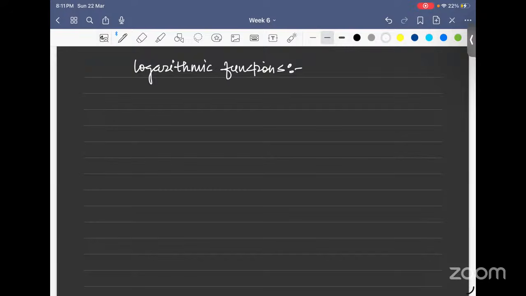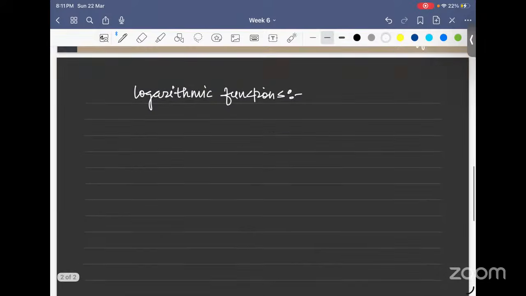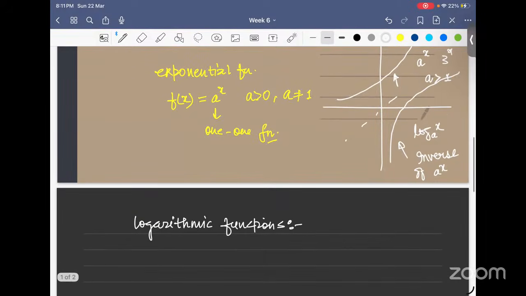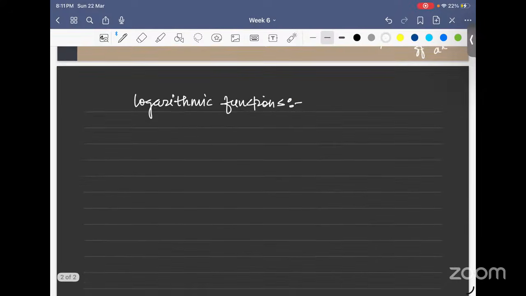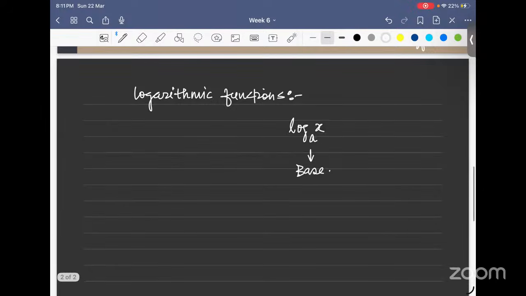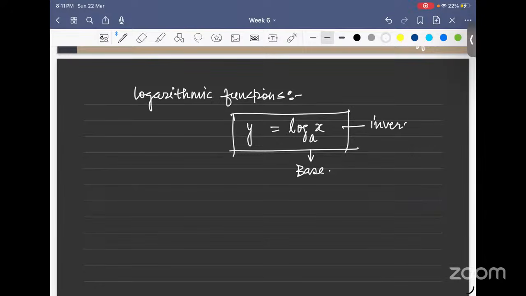So how do you represent it? You were having a to the power x. The logarithm function, the way you represent it, you generally call it log of x base a, right? This a you call the base, and there are some conditions that you apply on a. So this function is the logarithm function, and this function is nothing but the inverse of the exponential function that you were reading.